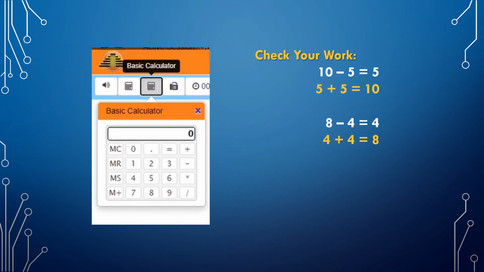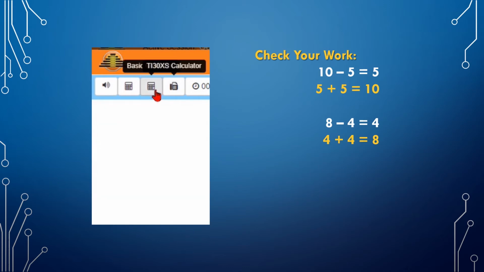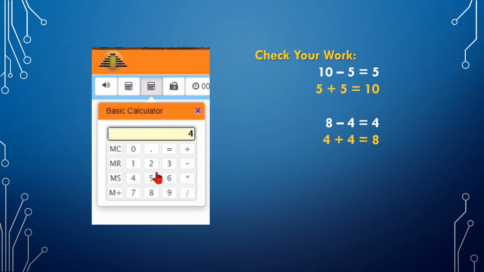If you're unsure, remember you can check your work. Work the equation backwards. 5 plus 5 does equal 10. 4 plus 4 does equal 8.